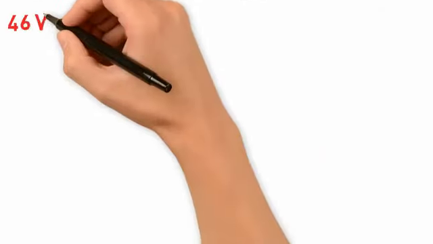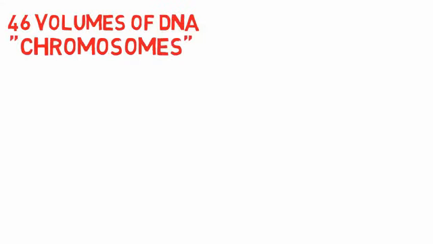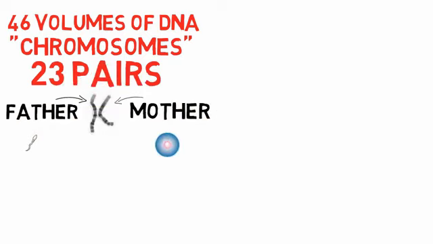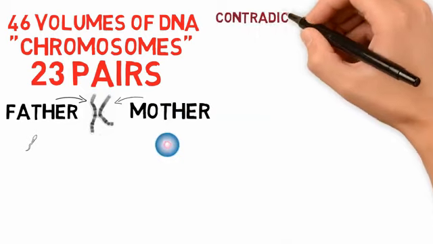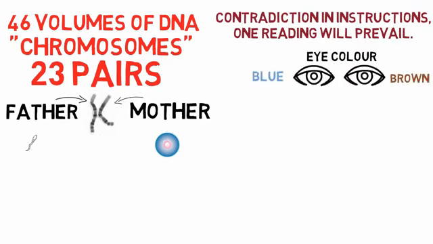For humans, we house 46 volumes of DNA called chromosomes, or 23 pairs of chromosomes. For each pair, we inherit half of the chromosomes from the father through the sperm and half of the chromosomes from the mother through the egg. If there is a contradiction in the instructions, one reading of the genes will prevail over another. For example, in the instance of eye color, where 2 instructions are available, blue eyes will be ignored and the body will manufacture brown eyes.